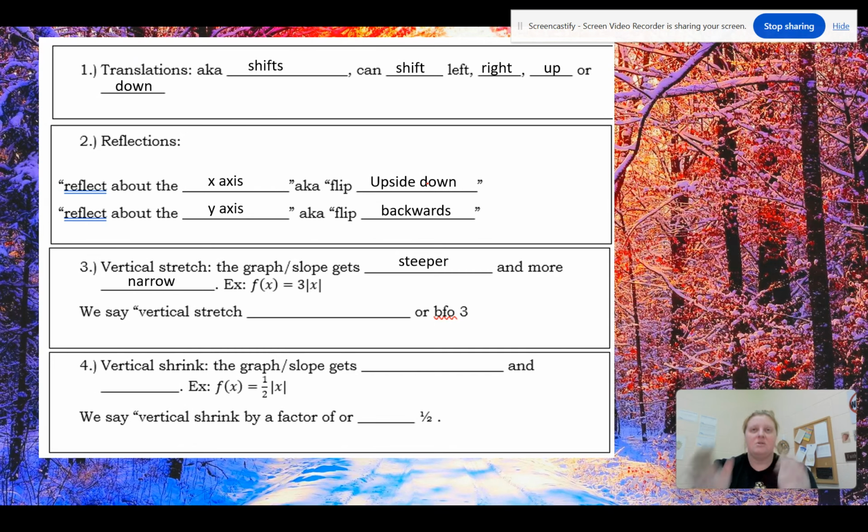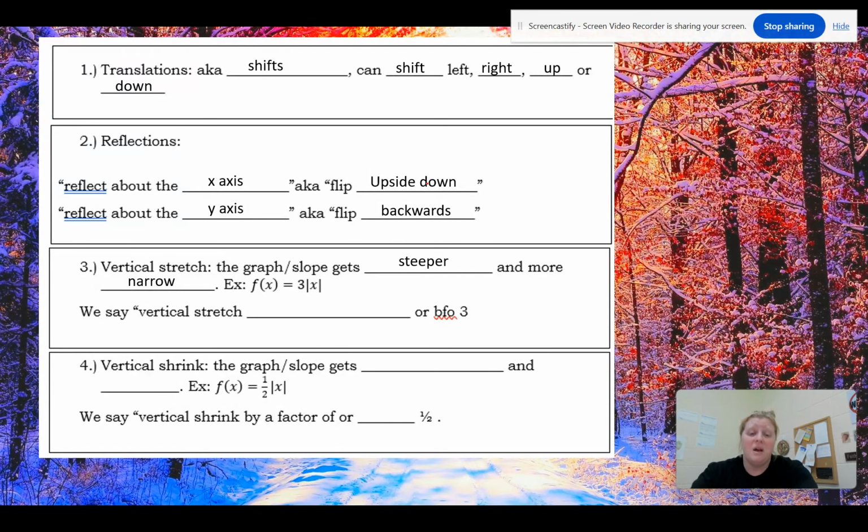So a stretch was when your V got skinnier, right? Which is a little weird because kids are like, yeah, but it's not stretching out. It is stretching from a vertical standpoint. It's getting taller and taller and taller, so it is pulling away from the x-axis. Horizontally, yes, it's getting smaller, but vertically it is getting taller.